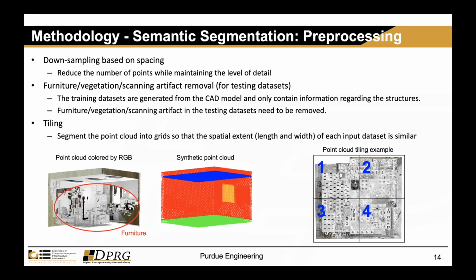The third task is to tile the point cloud into grids. An example is shown on the bottom right figures. So this is just to keep the spatial coverage of each input data set similar.